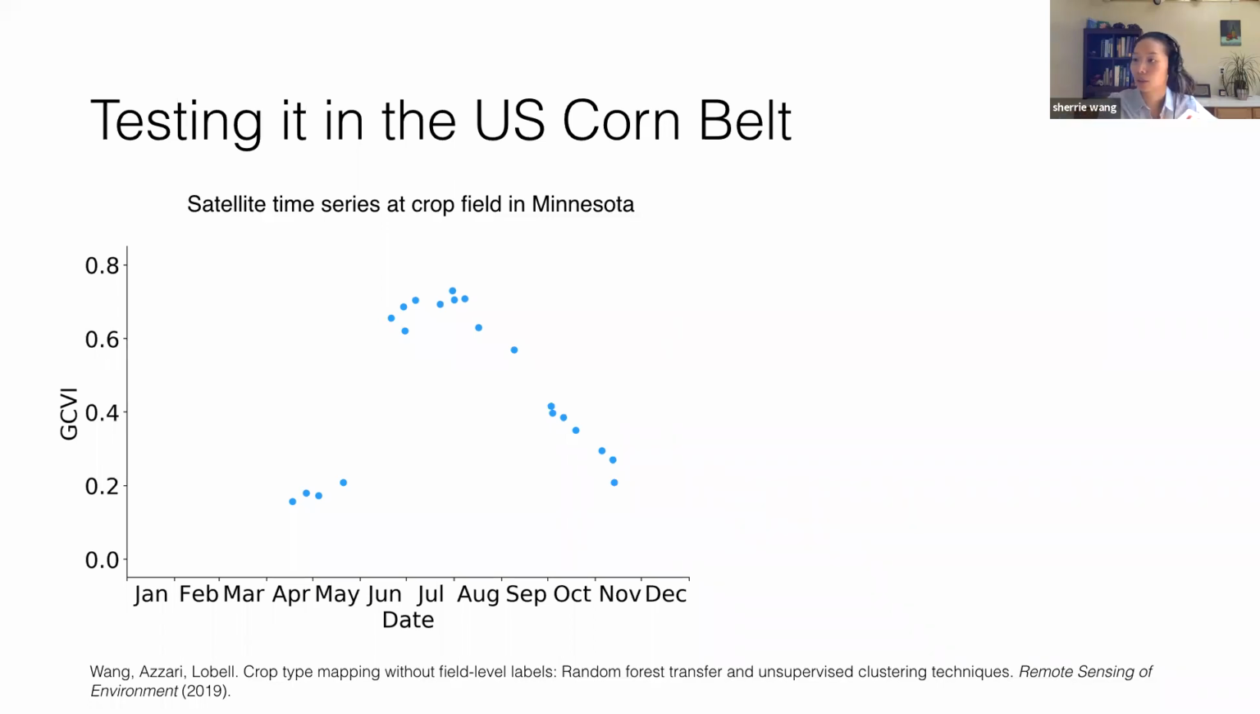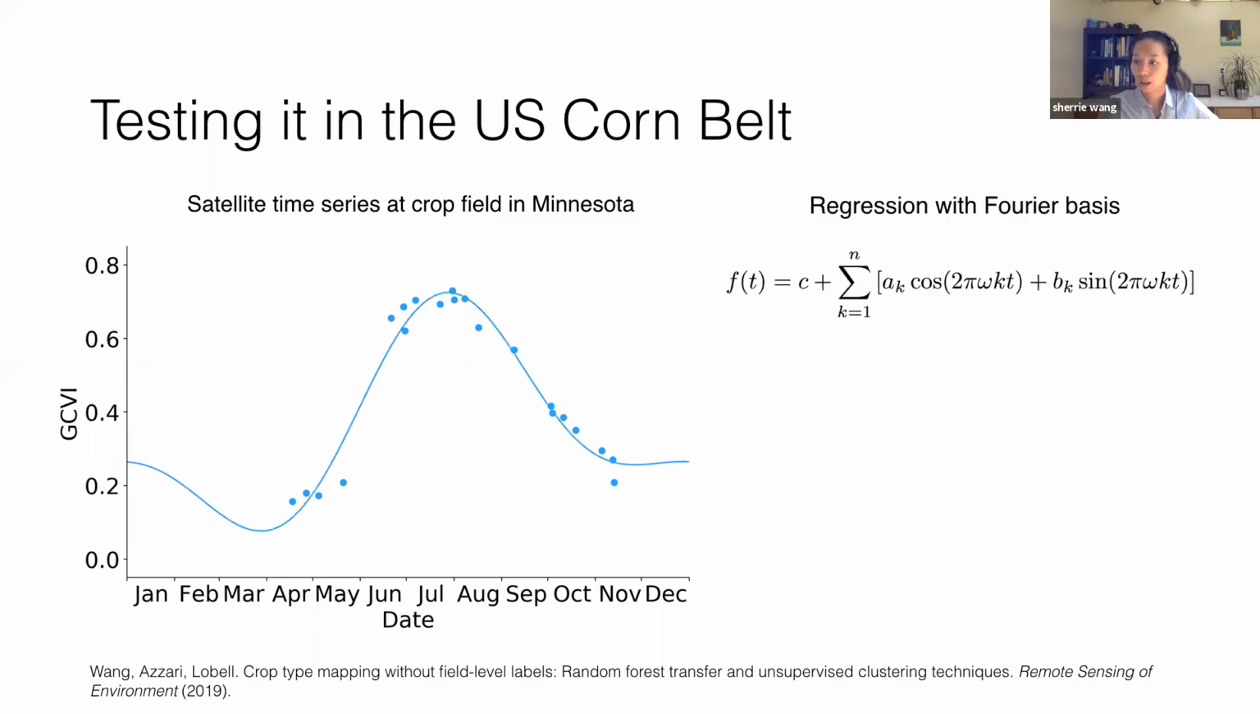So this is a real time series from a particular crop field in Minnesota. And over the course of a year, you can see GCVI on the y-axis here, you can think of it as a measure of greenness again. So we have some raw time series, but this is from Landsat, so it's at 30-meter resolution. And then we're going to fit a curve to it.